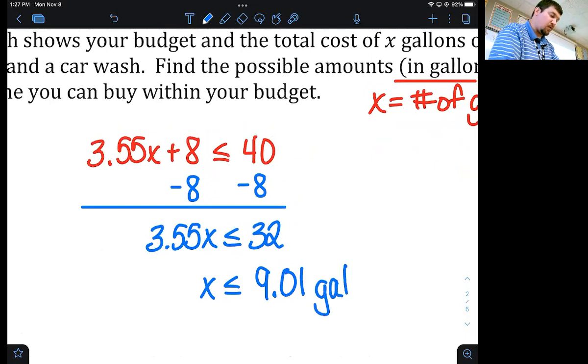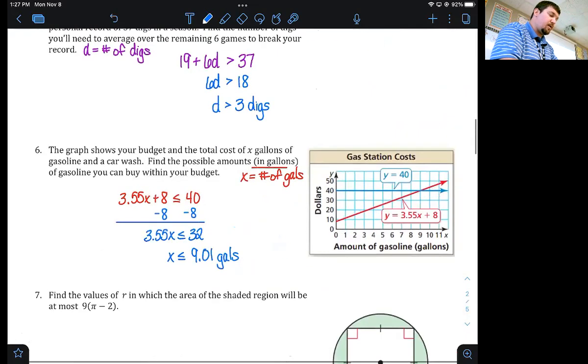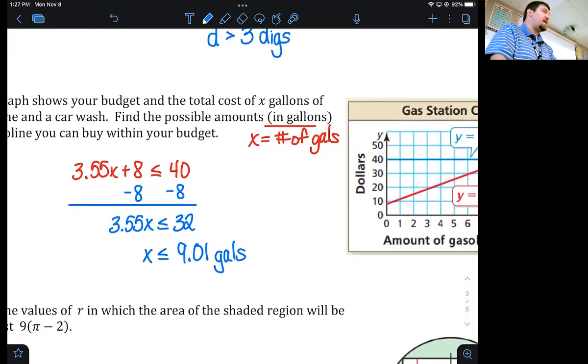Make sure we label that story problem. So as long as you're buying less than or equal to 9 gallons, 9.01, but that's really close to 9, then you're not going to hit your budget. You're going to stay within your budget, I should say. You may hit your budget, but you won't go over it. So what could you go without then? The car wash. Yeah, you get a couple more gallons of gas that way.